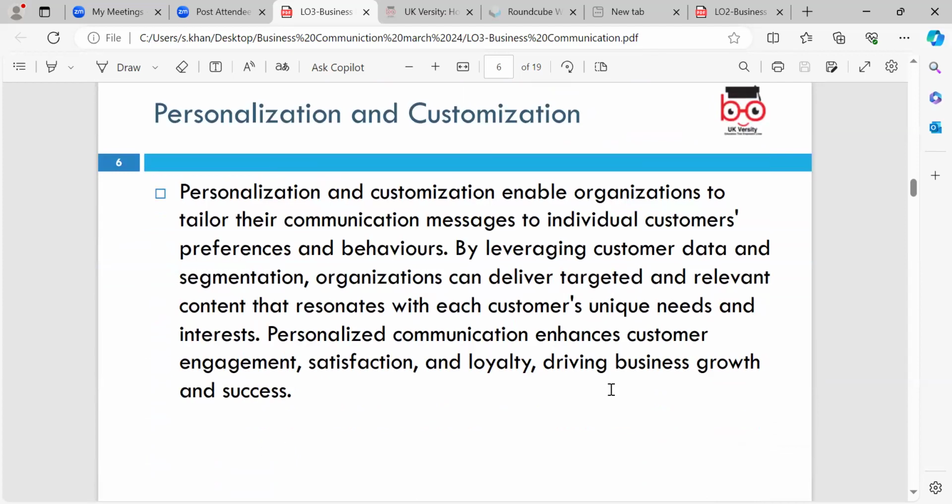Personalization and customization. Personalization and customization enable organizations to tailor their communication messages to individual customers, their preferences and behaviors. By leveraging customer data and segmentation, organizations can deliver targeted and relevant content that resonates with each customer's unique needs and interests. Personalized communication enhances customer engagement, satisfaction, and loyalty, driving business growth and success.